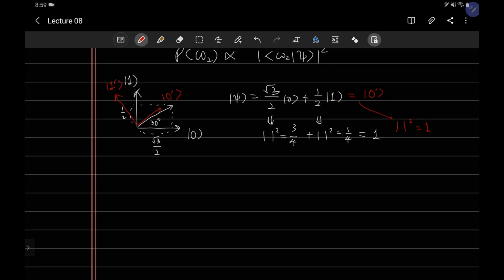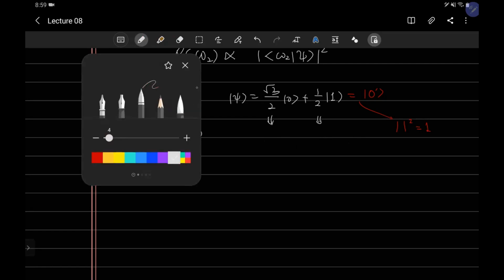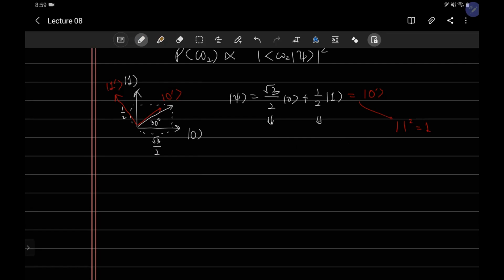However, if we use just the absolute value of the amplitude rather than the square of that absolute value, there is some problem. In that case, the square root of 3/2 is about 0.86, and this is 0.5. So if we add these values together, they are definitely larger than 1.